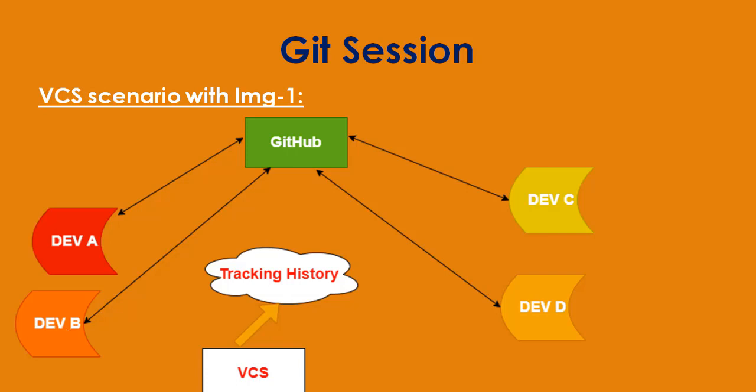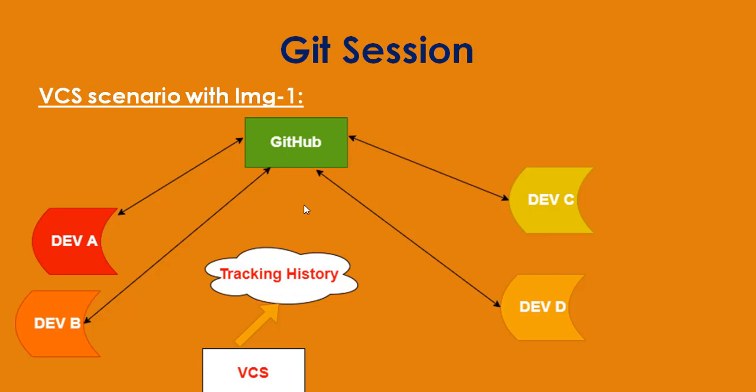Every time, the version controlling system, or VCS, has a unique version ID for each and every change. So there are 4 developers, dev A, dev B, dev C and dev D. Whatever changes they make, a version ID is created by the version controlling system, and this will be stored in our GitHub, that central location. This is called source code management. So that's why we say every time VCS has a unique version ID for each and every change.